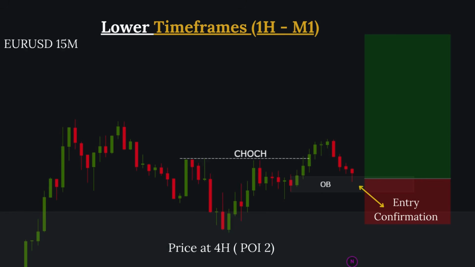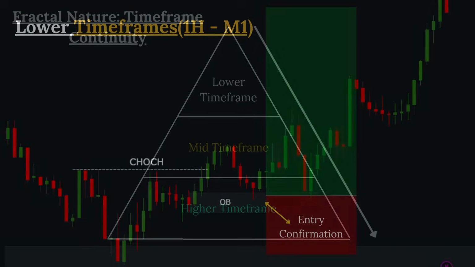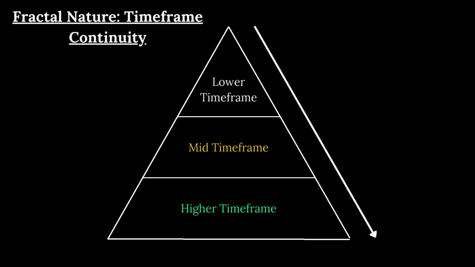Third, lower time frames, which range from 1 hour to 1 minute. Executing directly from higher or mid-levels often requires wide stop losses and leaves little precision. This is where the lower time frames, ranging from the 1 hour down to the 1 minute, come into play. Here, we are not determining bias, but waiting for confirmation. Lower time frames allow us to see the internal structure unfold inside those zones, helping us separate a genuine reaction from a liquidity grab. And this is where the fractal nature of the market comes in.